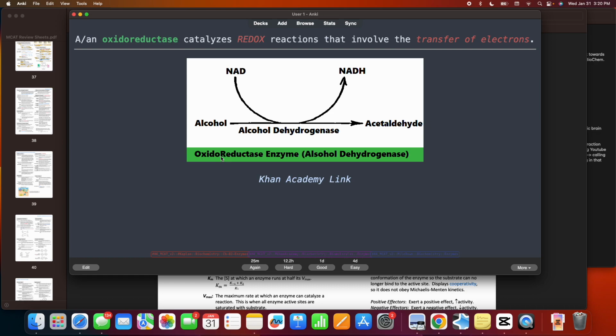An example of oxidoreductase is alcohol dehydrogenase. It is removing the hydrogen from alcohol and giving it to NAD plus, which turns into NADH. As a result, from alcohol, you get acetaldehyde. And acetaldehyde reminds me of an aldehyde that definitely has acetal, so we need to know all the acetal structures. We can get to that in a moment.